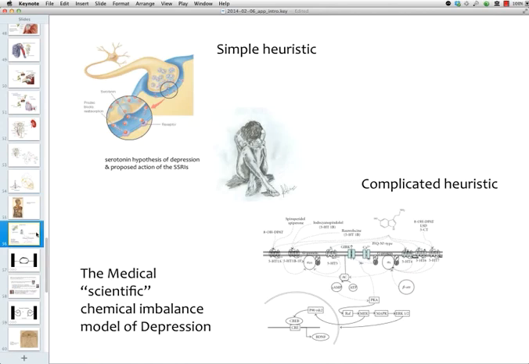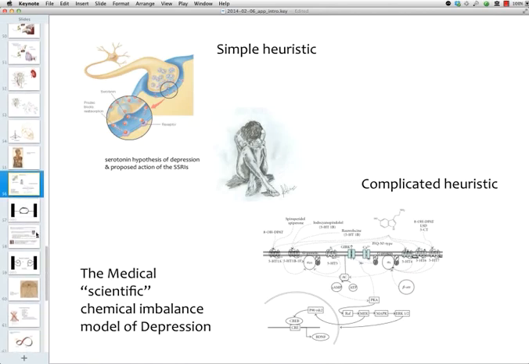Often medicine is fascinated with simple heuristics, like with depression. There's this concept that goes around, and if you go to a doctor with depression, they're going to tell you, oh, you don't have enough serotonin, and you need more serotonin. You need a drug that increases your serotonin level. That's a simple heuristic.